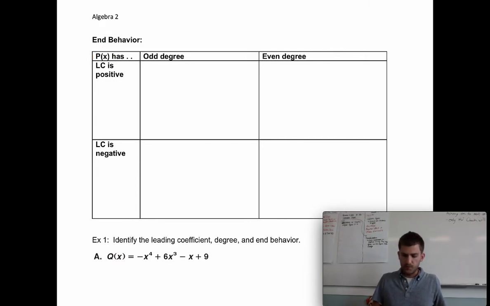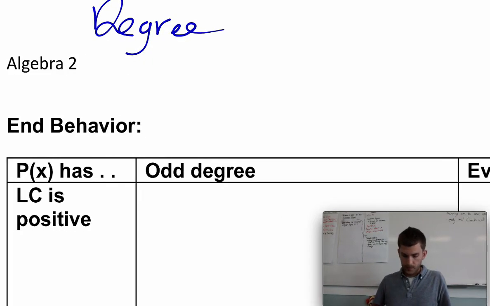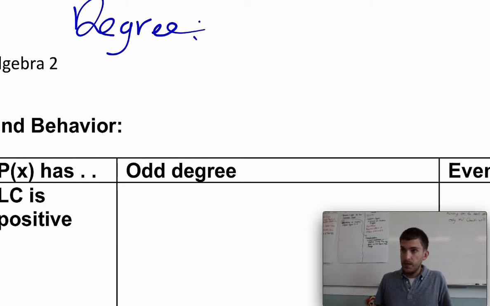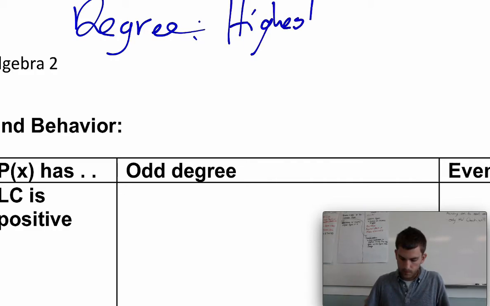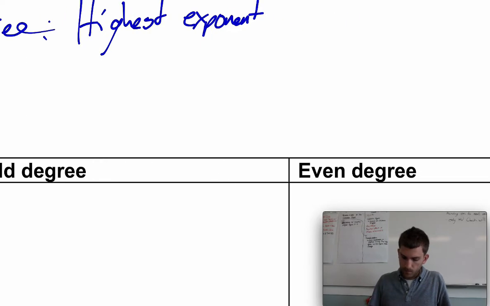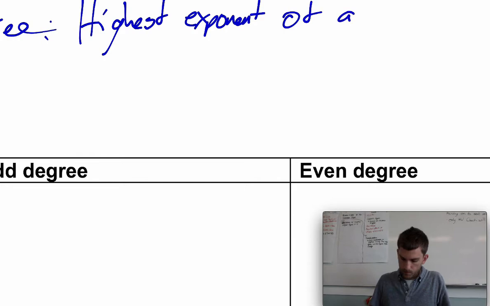Let's start with the term degree, and so I'm just going to have you jot this at the top here. The definition of degree. It might be something that you're already familiar with, but just in case you're not: a degree is the highest exponent of a function. So it's your highest exponent of a function.